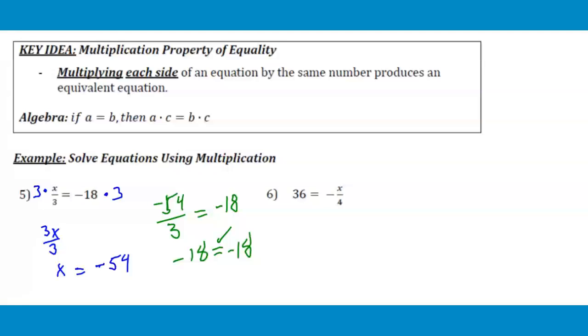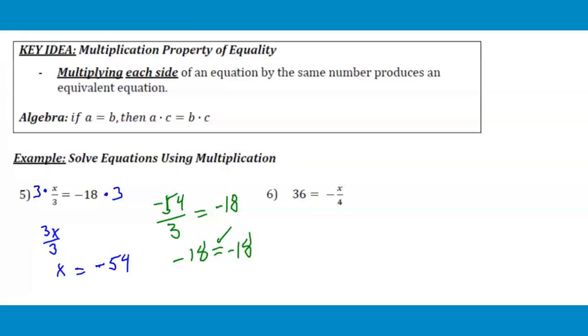All right, look at number 6. Now, something here with number 6. You get a choice here a little bit. So 36 equals negative x divided by 4. Now that negative either goes on the x or it goes on the 4. But again, we want to get x by itself. We don't want negative 1x or negative x. So I get to choose. That x can go on the top or the bottom.